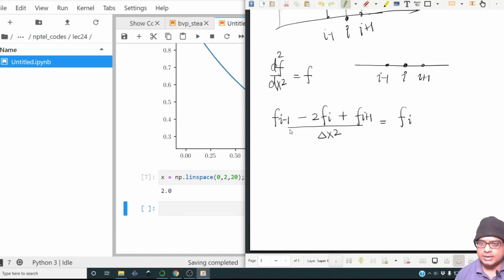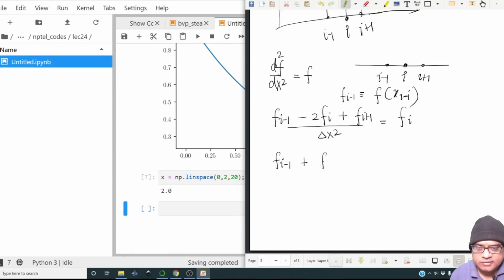Now let me collect the terms, let me segregate the terms fi minus 1, fi and fi plus 1. So I have fi minus 1. Okay, so fi minus 1 is obviously referring to f at xi minus 1. This is just a small shorthand for writing. Plus fi, this will be minus 2 minus delta x square, plus fi plus 1. This is equal to 0.